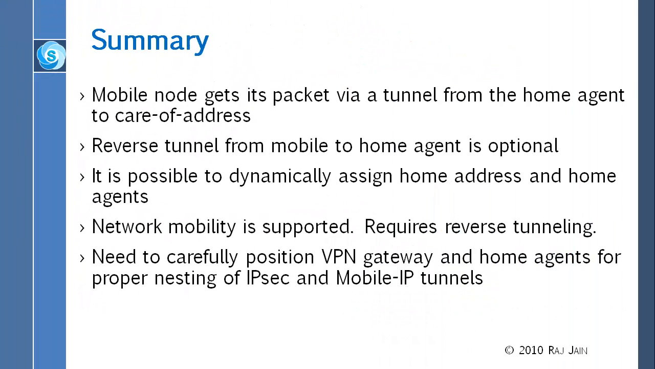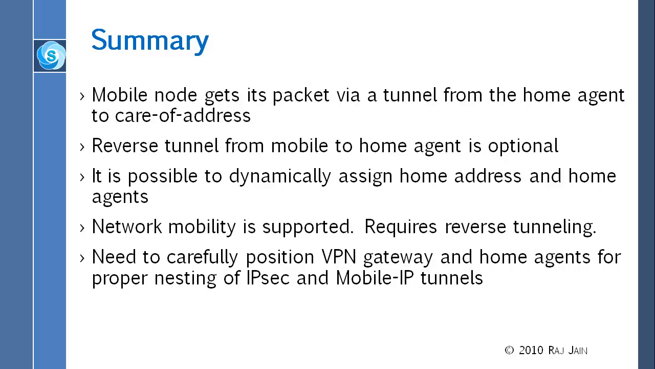So anyway, this brings us to the end of this part of mobile IP, and the 5 key points are that the mobile node gets a packet via the tunnel from the home agent to the care of address. So there is a tunnel which starts from the home agent and ends at the care of address. The reverse tunnel from the mobile to the home agent is optional, and it is required if the foreign network does not allow these foreign IP addresses as source, if they have source address checking.